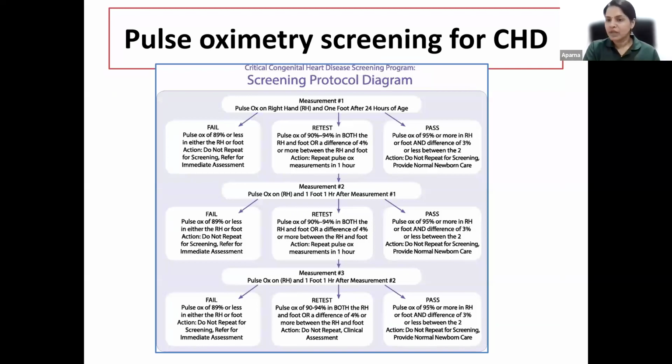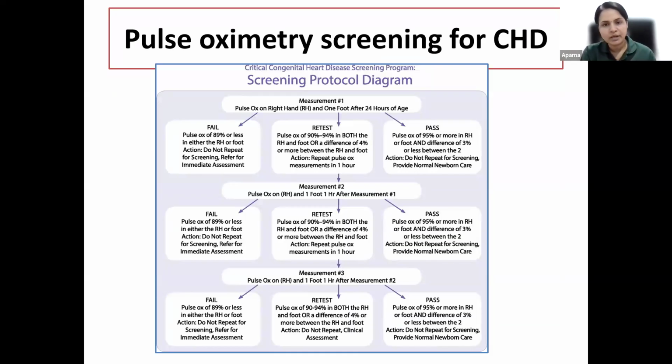Now, we need to understand two things. A, this screening is not only going to detect congenital critical heart disease, but it can also pick up some non-cardiac conditions like pneumonia, newborn with sepsis. It could be a newborn with shock. Sometimes you may get false positive screening. And sometimes you may also get false negative pulse oximetry screening.